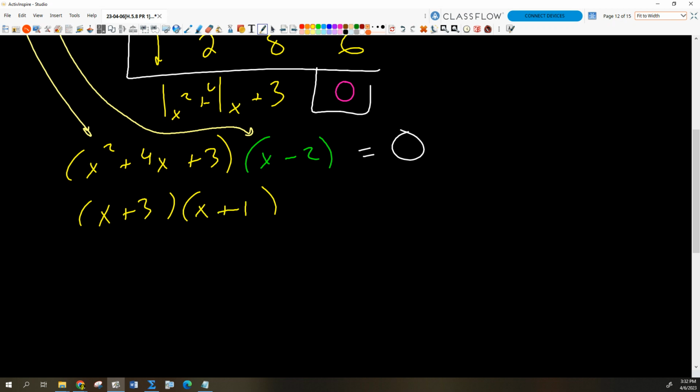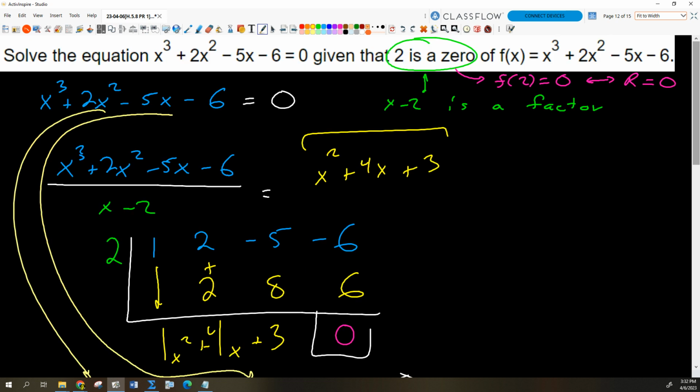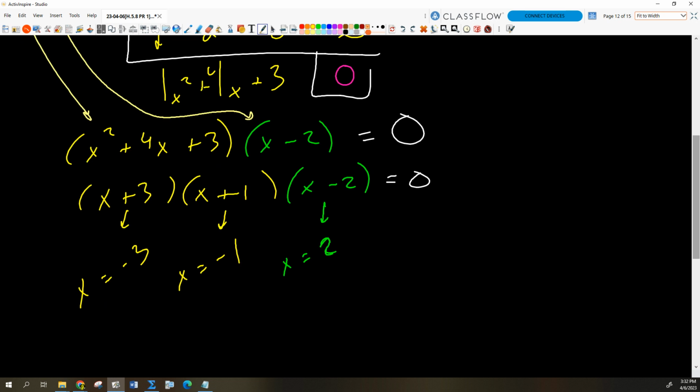x plus 3, x plus 1 times x minus 2 equals 0. So what are my solutions? What are the other zeros of this function? Well, there's the one we were given, right? x equals 2. We were gifted that one, but the other ones are -1 and -3. How about that? Okay, we got them all, right? And that's what we wanted to know. Solve the equation. Well, there are my solutions. Okay, there are the zeros of that original function. Okay, give me 1 to 5. Okay, wow, that's pretty good. Good.